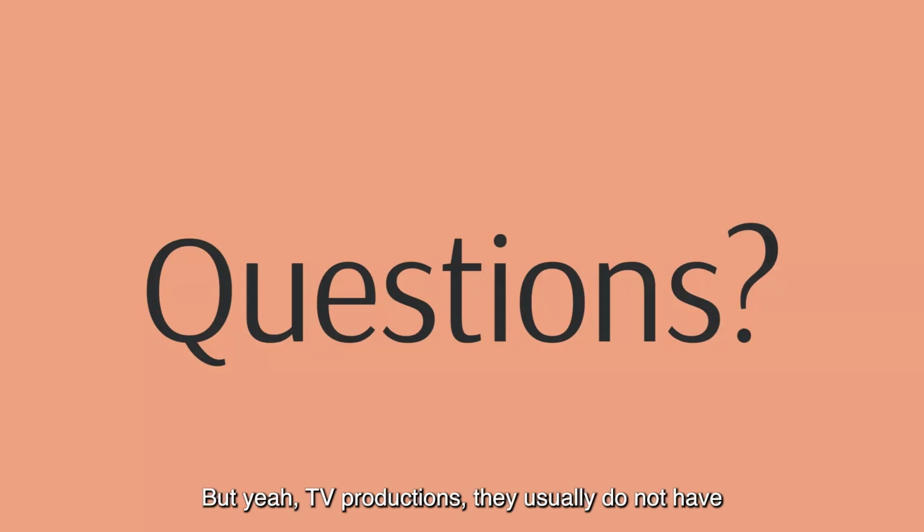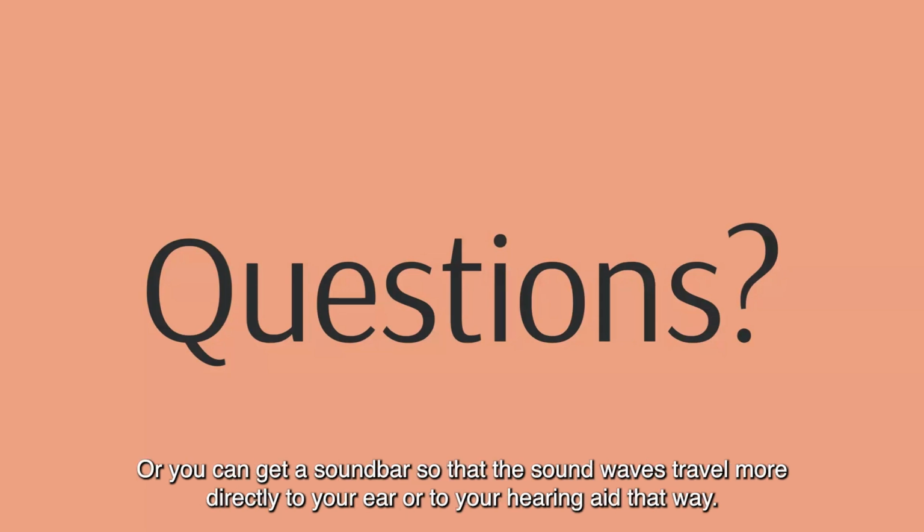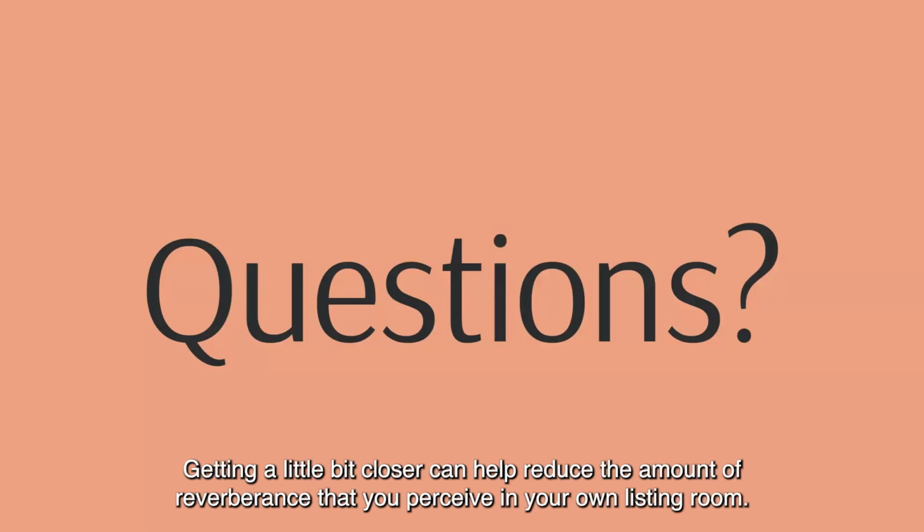But yeah, TV productions usually do not have people with hearing loss in mind when they're designing that. So one consideration for that is, if you have hearing aids, getting a TV box to pair with your hearing aids so you can get the signal directly into your ear, or you can get a sound bar so that the sound waves travel more directly to your ear or to your hearing aid that way. Getting a little bit closer can help reduce the amount of reverberance that you perceive in your own listening room.